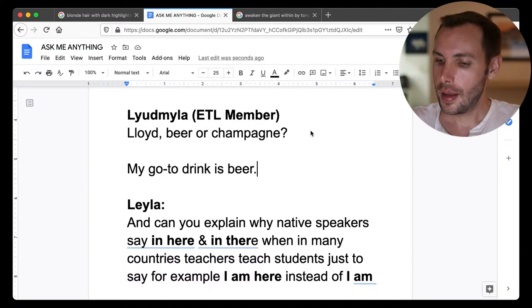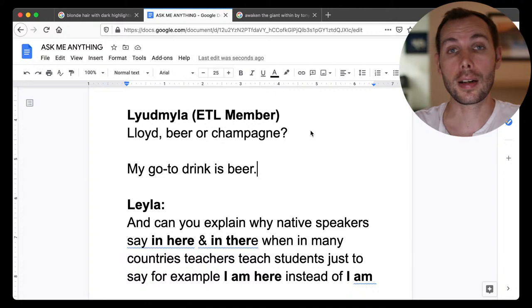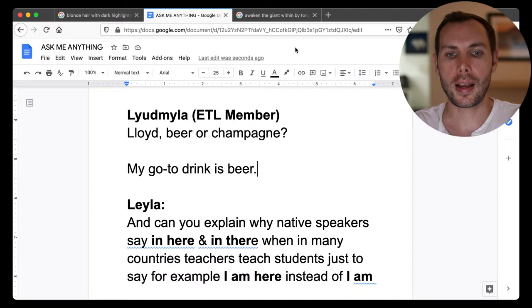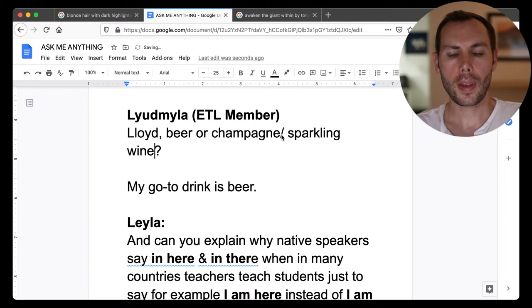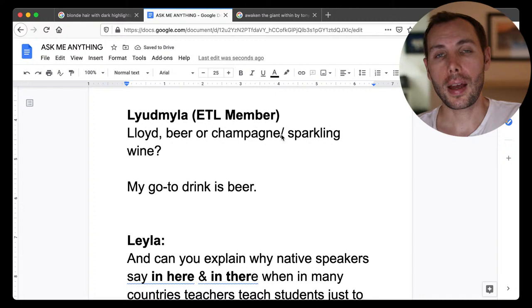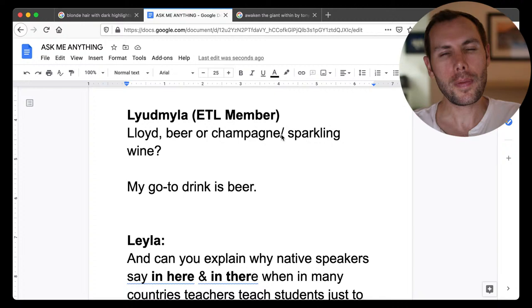But I love champagne. I really do love champagne. But I don't know what this situation is like in Ukraine with champagne. Of course, you could say champagne is the name of the French one, the more expensive one. But you could also say sparkling wine. It's almost the same, but it's just cheaper, right? So I don't really drink the official champagne, it's too expensive, but sparkling wine is basically the same and much cheaper.